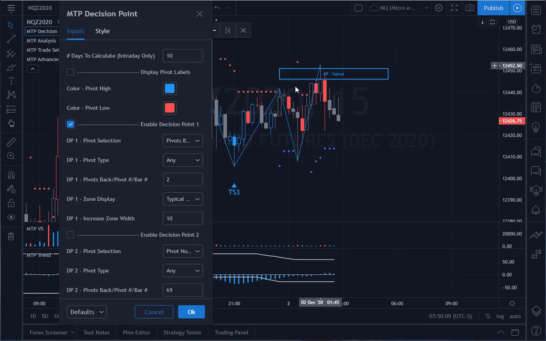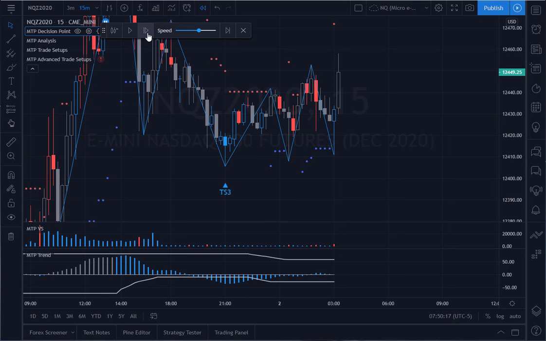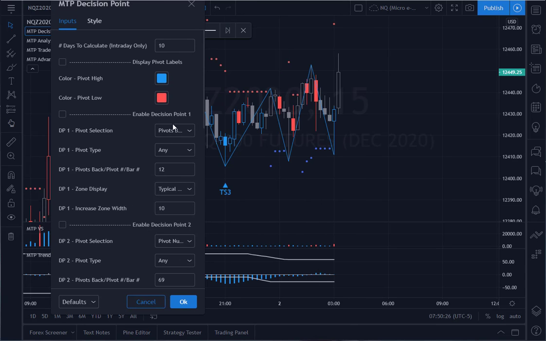Oops, sorry, no, I wanted to do it off the last pivot. Sorry about that. So I'll just go forward a bit. Right, what I want to do is do it off this pivot here, before the market even gets there. So sorry about that. So again, that's two pivots back. Enable the DP. Sorry, 1 pivot back. I'll get this right in a moment. 1 pivot back. So it goes off this point here.